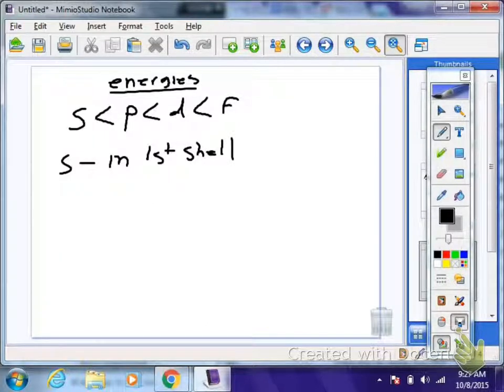That's where we see them. They come in the first shell. They are in the first shell. And then, wait, what about the subshell? The S is a subshell. So the S subshell is in the first shell. Okay. Then the P will come in the second.